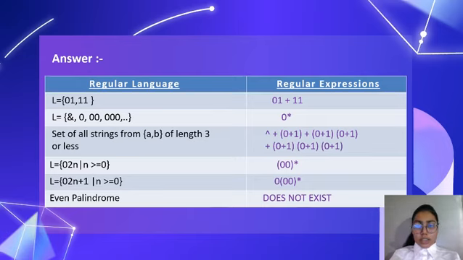For the regular language L equals 0 to the power 2n, where n is greater than or equal to 0, the regular expression is (00)*. For the regular language L equals 0 to the power 2n+1, where n is greater than or equal to 0, the regular expression is 0(00)*. For the regular language of even palindromes, the regular expression does not exist.